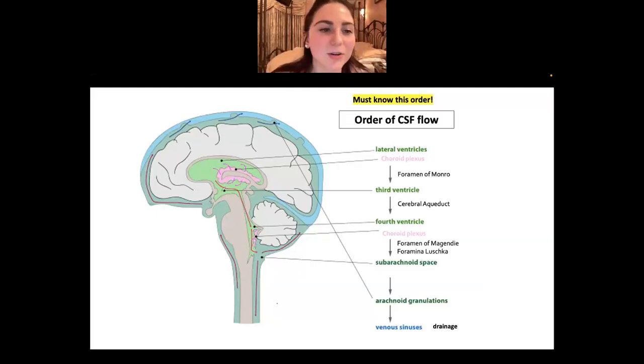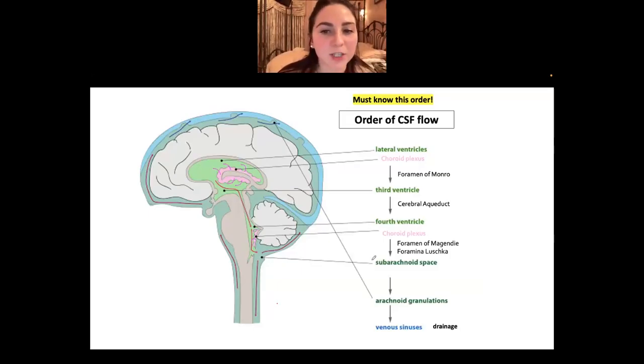Okay, so lateral ventricles, foramen of Monro. Now we're in the third ventricle. The third ventricle goes through the cerebral aqueduct, which again is really, really tiny, really, really thin. And now we're in the fourth ventricle. In the fourth ventricle, there's also a choroid plexus here. So yes, there is some new cerebrospinal fluid being made here, but it's not a big deal because everything's being filtered. And then from here, it passes through two foramen.